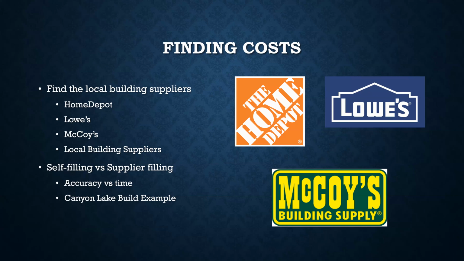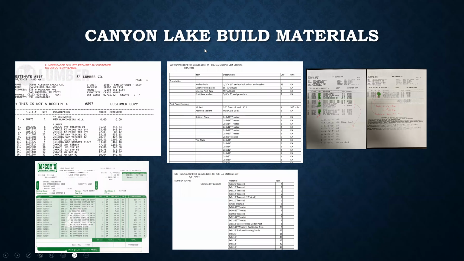So the best example of this premise and complication is the Canyon Lake house that I built, where I was responsible for sourcing all of the materials for this guy's 3-story house. There were two big building suppliers he was going to go with. 84 Lumber was more of a local, and McCoy's is more of a chain. So we compared the two in the beginning.